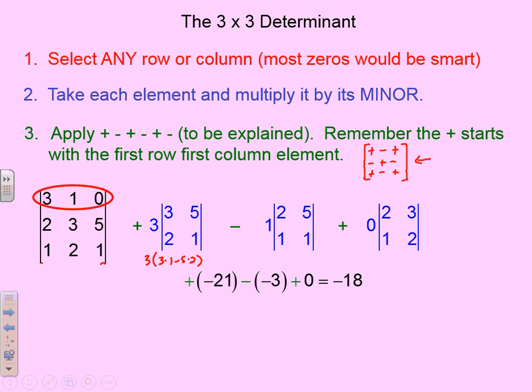Well, so now if I say negative 21 minus negative 3, that's like negative 21 plus 3, which is where the negative 18 comes from. So again, let's call this F, just because I haven't used F in a while. So we could say the determinant of matrix F is negative 18.